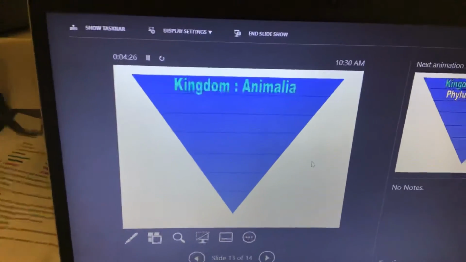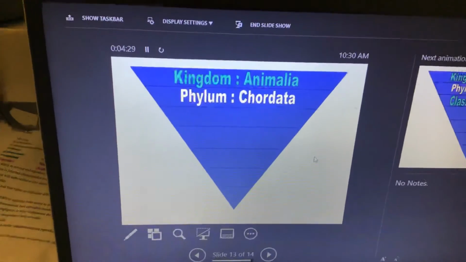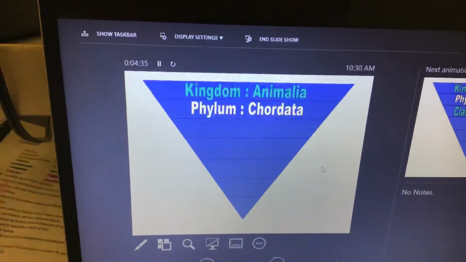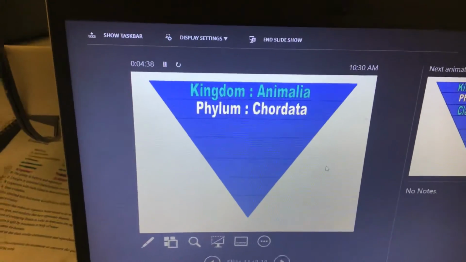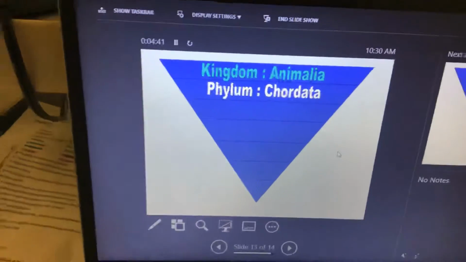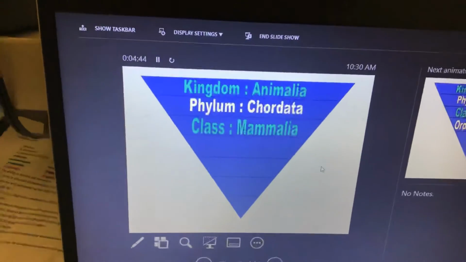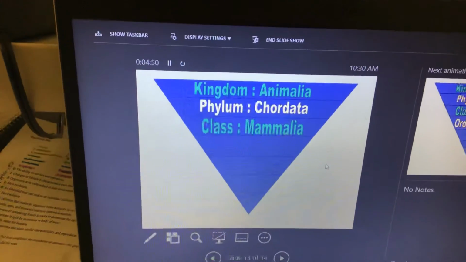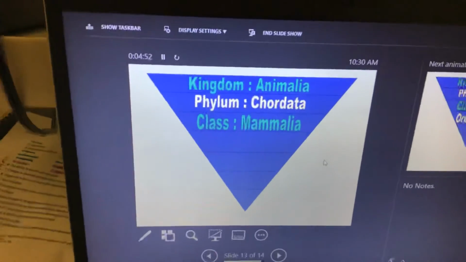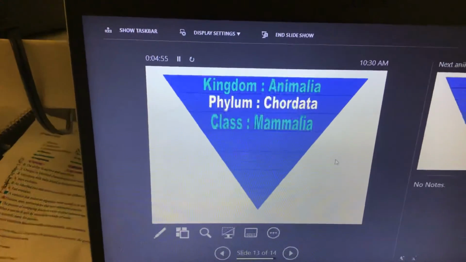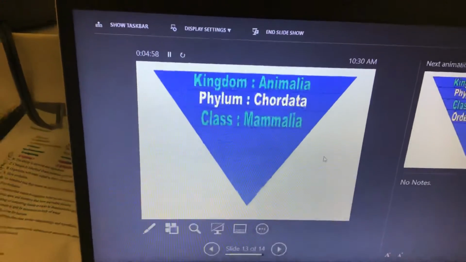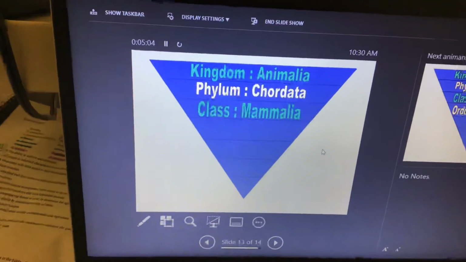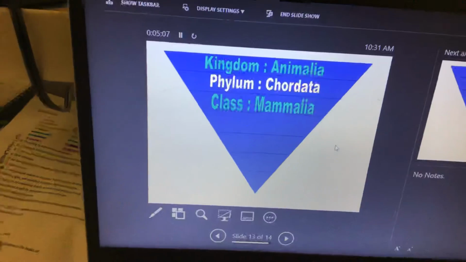Phylum, Chordata. What Chordata means is it has a backbone. Any animal with a backbone is in phylum Chordata. So dogs would be, humans, cows, all that. Class, Mammalia. Mammals have certain characteristics. So if you have a backbone, you're in phylum Chordata. If you have hair or fur, give milk to your young, live birth, well-developed lungs, specialized teeth, a bunch of things, you're going to fall in Mammalia. So that would be us and dogs as well.